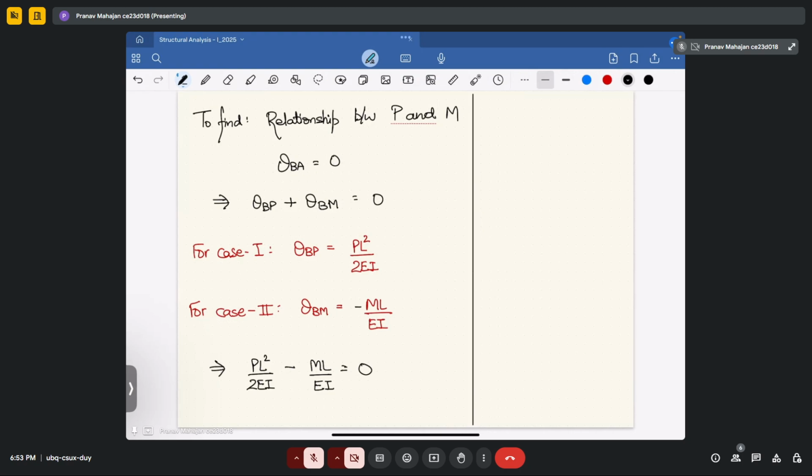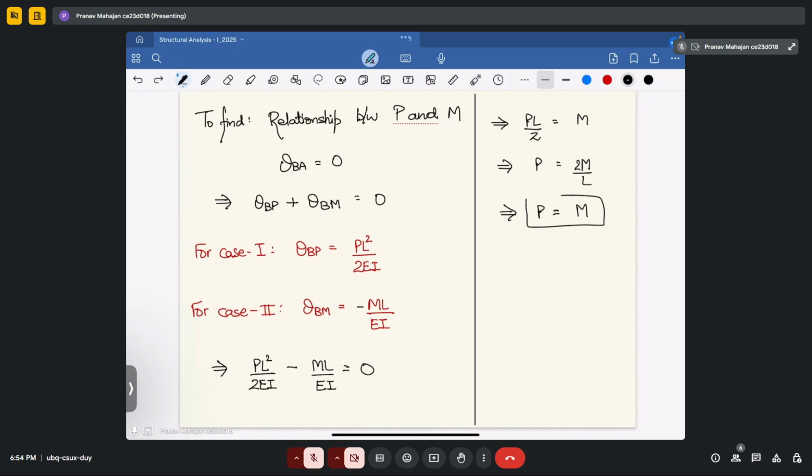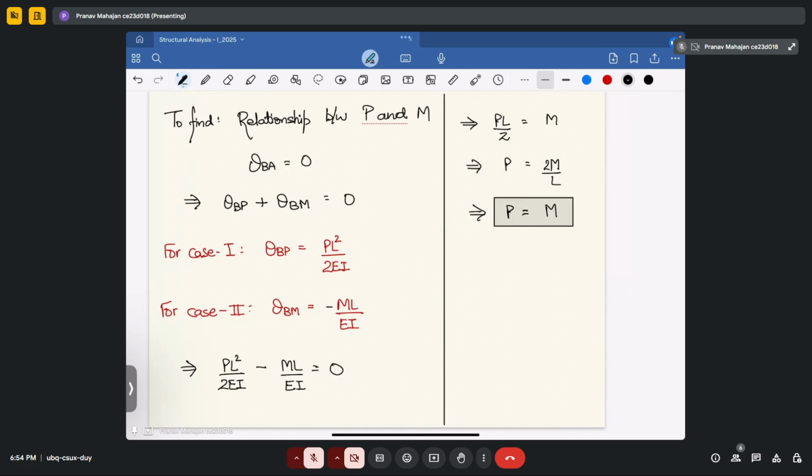If we solve further, what will we get? We will get PL upon 2 to be equal to M. That means P will be equal to 2M upon L, and if we substitute the value of L, it will give us P equal to M. Fine. So this is how you will utilize the principle of superposition in case you have the standard results available with you. Now let's solve other problems.